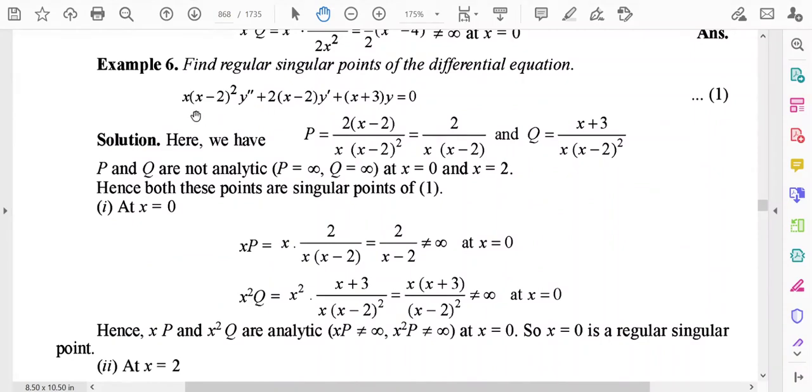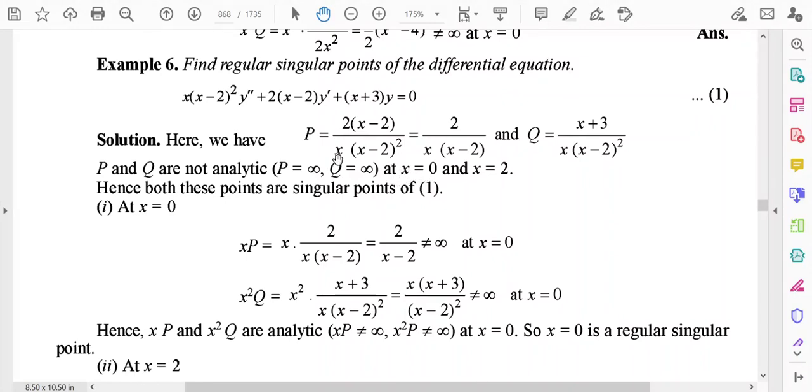Suppose this is a differential equation. So after expressing the differential equation in the standard format, you can calculate the values of p and q. So here p is equal to 2 by x minus 2 and q is equal to x plus 3 by x into x minus 2 whole square. This is the expression for p and q. Now p and q are not analytic. That means p equal to infinity and q equal to infinity at the point x is equal to 0 and x is equal to 2.